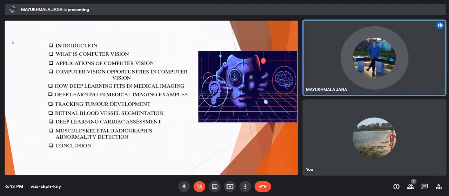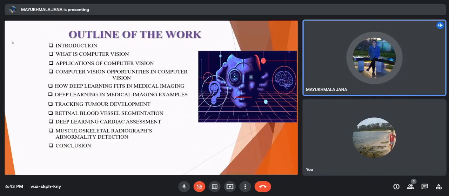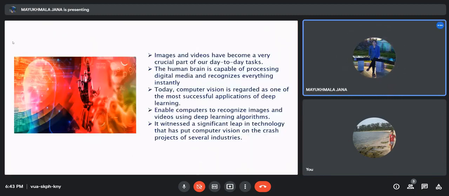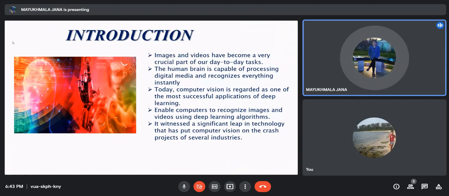The outline of our presentation is shown in this slide. Computer vision is a fast advancing technology that plays a crucial part in artificial intelligence. Today, computer vision is regarded as one of the most successful applications of deep learning, which enables computers to recognize images and videos using deep learning algorithms.